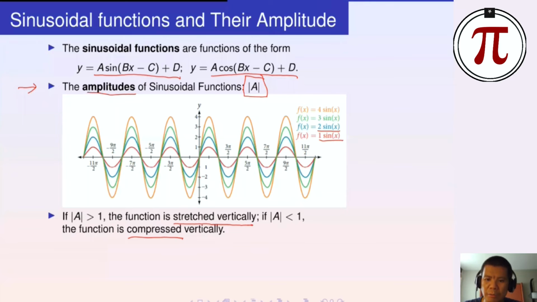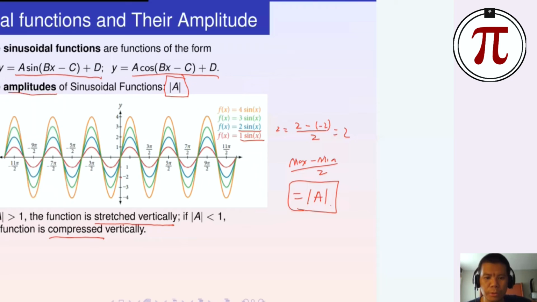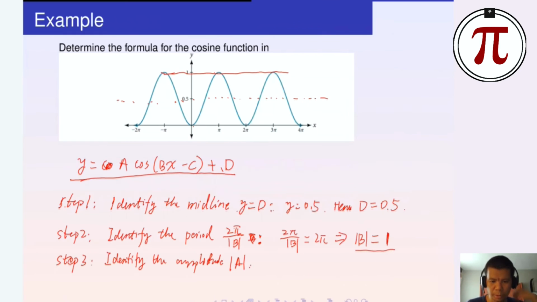So for instance, for this one, 2 minus -2 divided by 2 is 2. Maximum minus minimum over 2 gives us the absolute value of A. Sorry about it, we should have done this earlier, but that's something we're going to learn in this one.